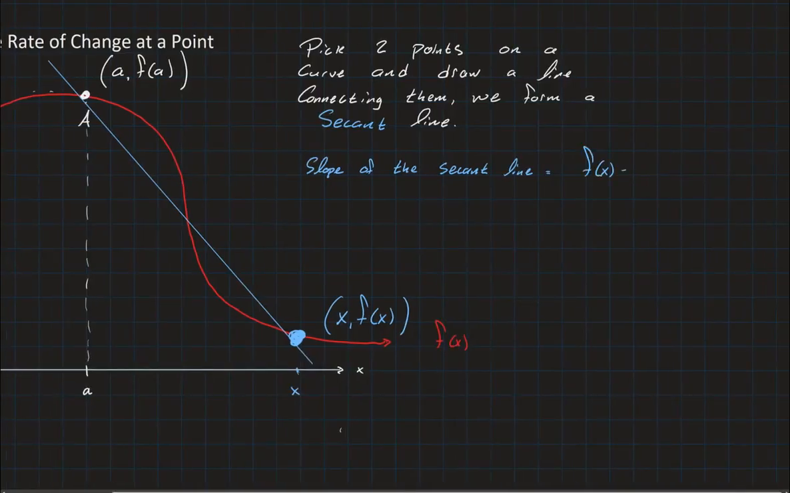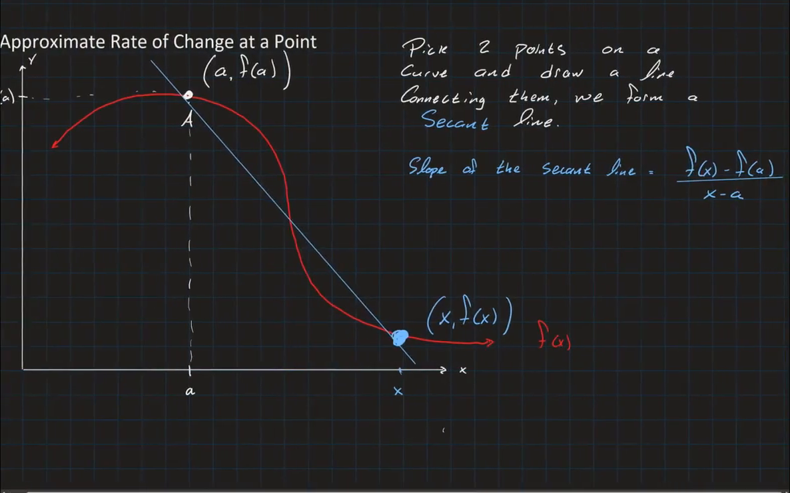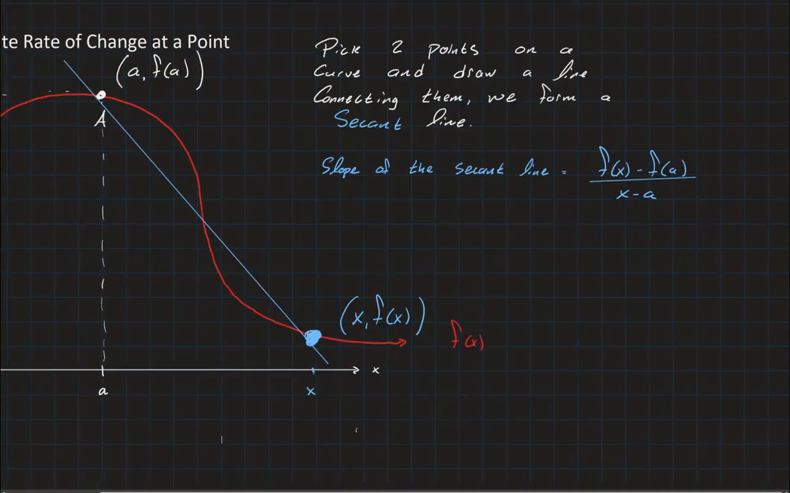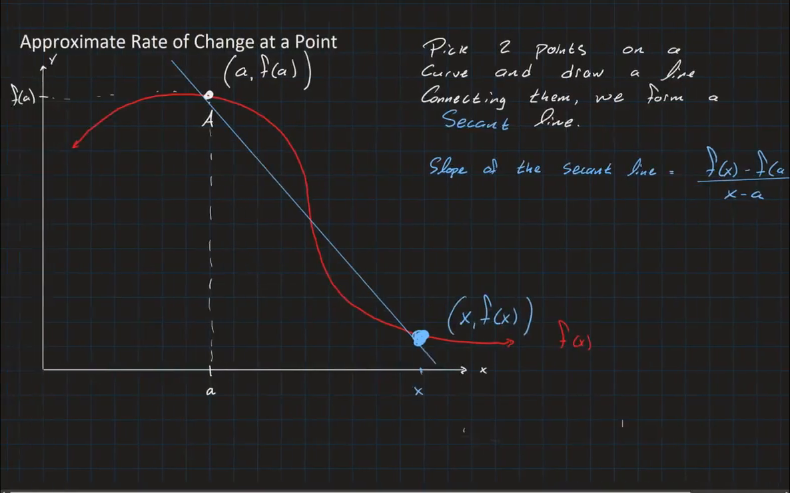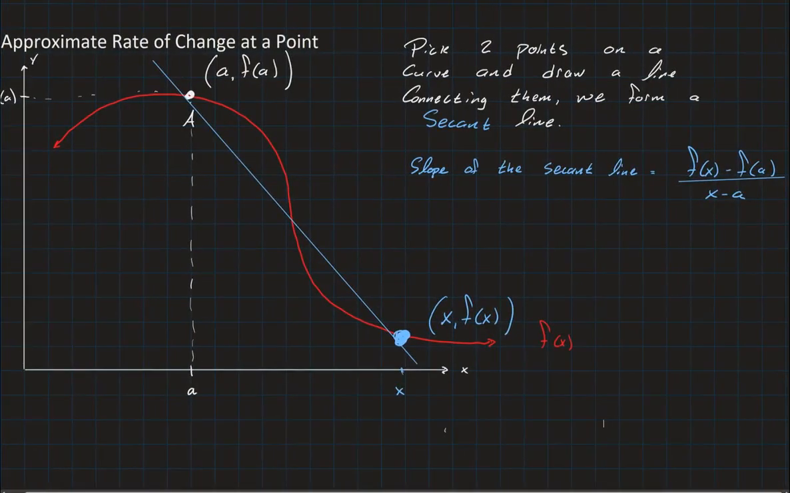f of x minus f of a over x minus a. Now this might look a little bit familiar. Notice that my f of x and my f of a are my y values, y1 and y2. And then my x and my a are my x values, my horizontal values. So the slope of the secant line is just the change in the y value, or the difference in the y values, divided by the difference in the a and the x values. The change in y over change in x.